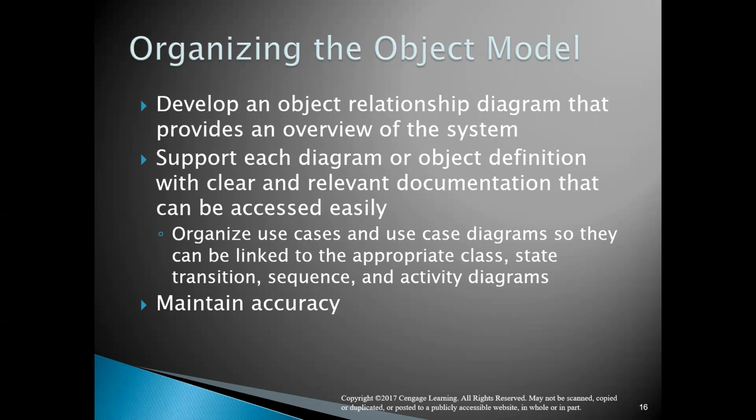Organizing the object model. An object model is supposed to provide an overview of the system. Moreover, it is supposed to provide clear and relevant support that can be easily accessed. And finally, it should allow us to maintain accuracy. Now, the object model develops an object relationship diagram that provides an overview of the system. Support each diagram or object definition with clear and relevant documentation that can be accessed easily.